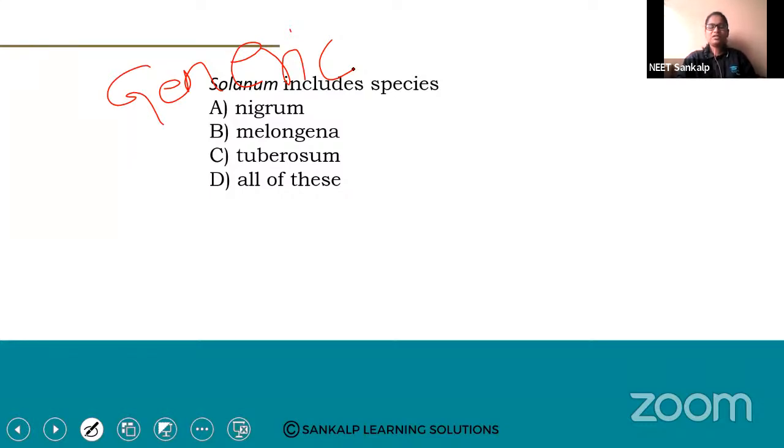Yes, Solanum nigrum, who is going to tell me what is the common name of Solanum nigrum? Very good, Anand. So Anand answered it as brinjal. The common name of Solanum nigrum is brinjal. Then what is the common name of Solanum melangena?